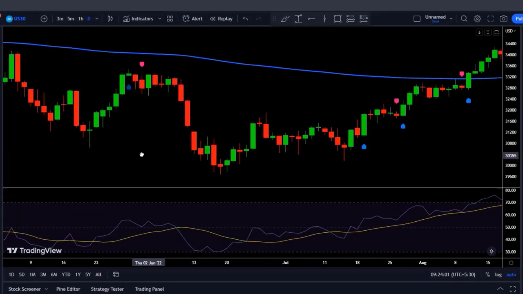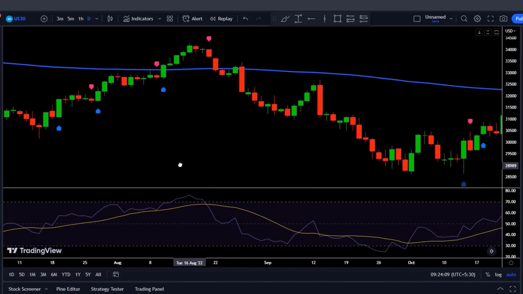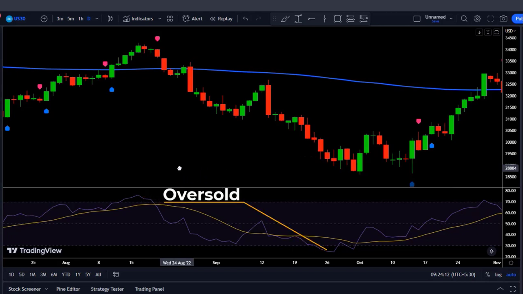It is displayed as a line on a chart that ranges from 0 to 100. When the RSI is above 70, it is generally considered overbought, and when it is below 30, it is generally considered oversold.